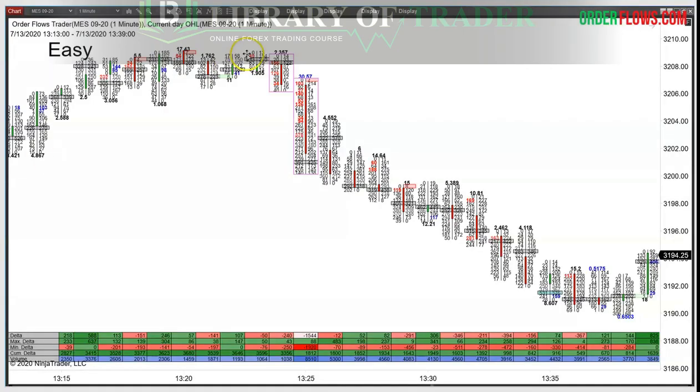So easy. You get short and the market just sells off. Doesn't get any easier than this. 50, negative 15, negative 240, negative 1500. Then it just drops from 02 down to 92. Boom. Multiple selling imbalances, multiple selling imbalances. And it just goes. It just does what it's supposed to do.